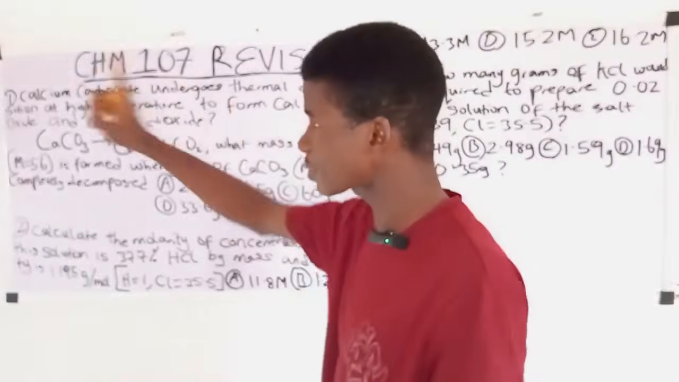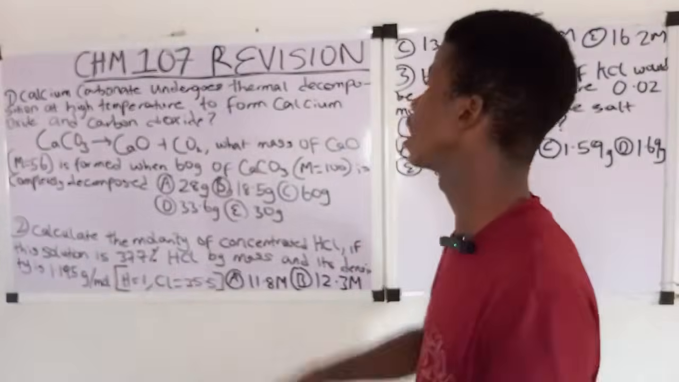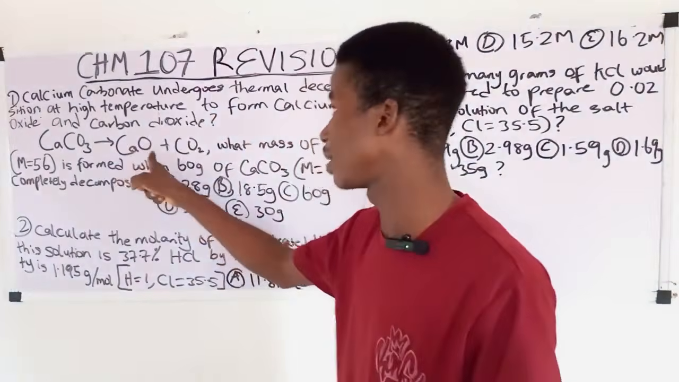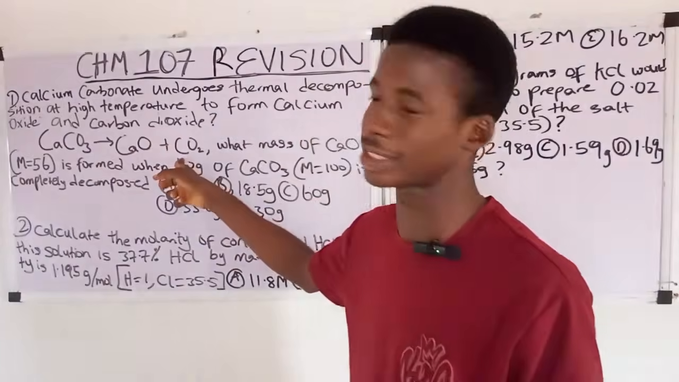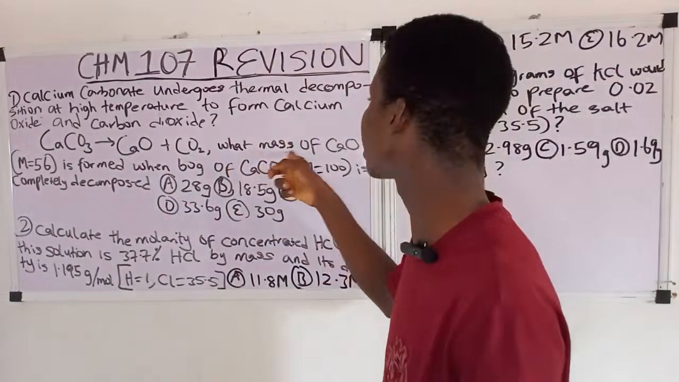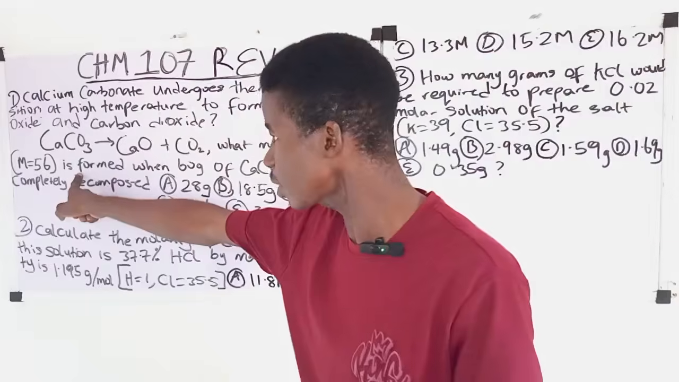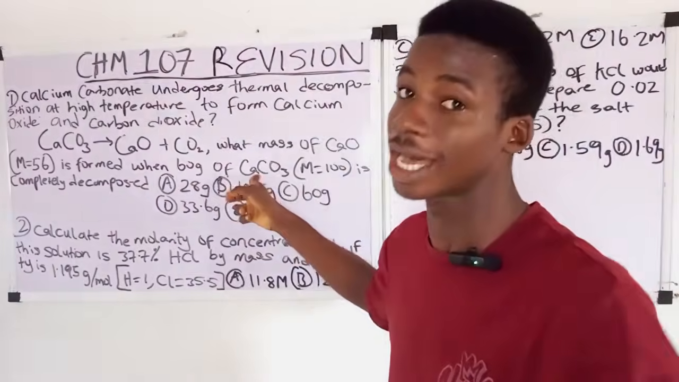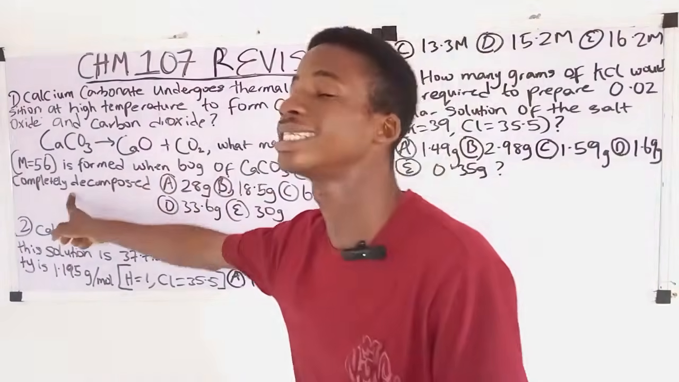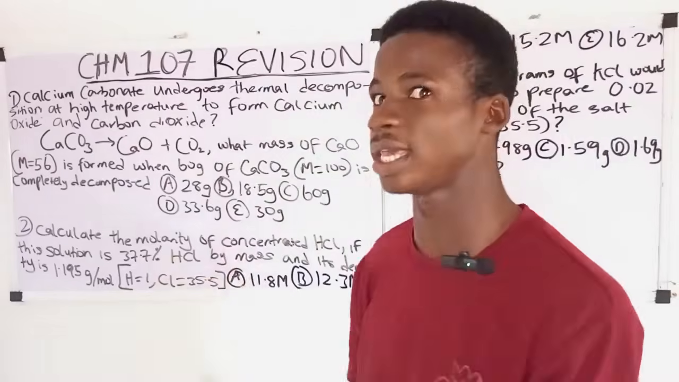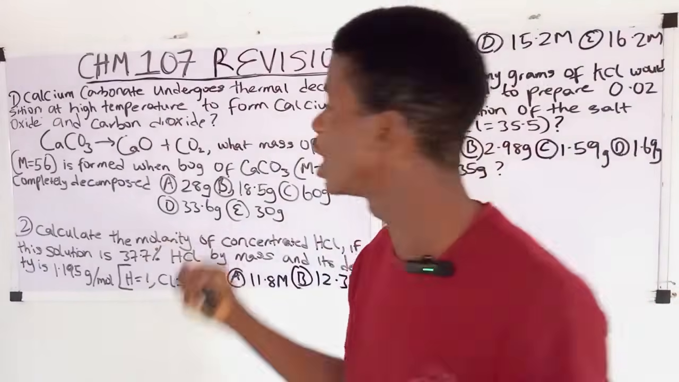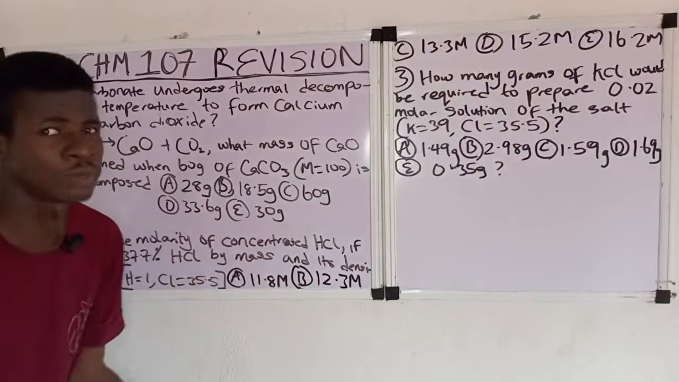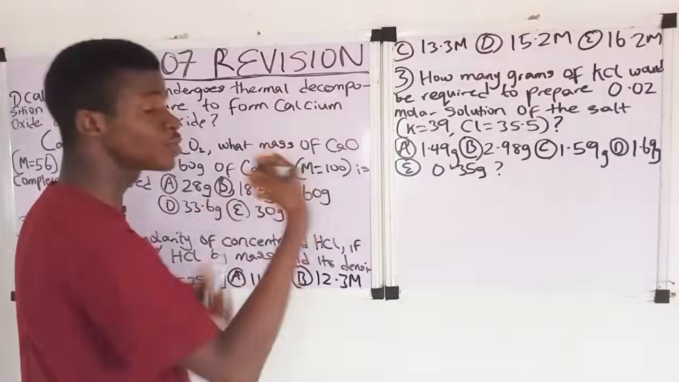Question 1. Calcium carbonate undergoes thermal decomposition at high temperature to form calcium oxide plus carbon dioxide. What mass of calcium oxide is formed when 60 grams of calcium carbonate is completely decomposed? So in this question, what are they asking us to look for? They're asking us to look for the mass of calcium oxide when CaCO3 decomposes. It's very easy.